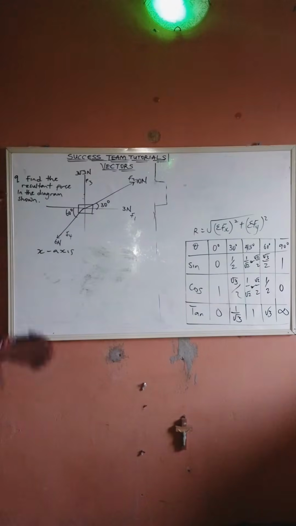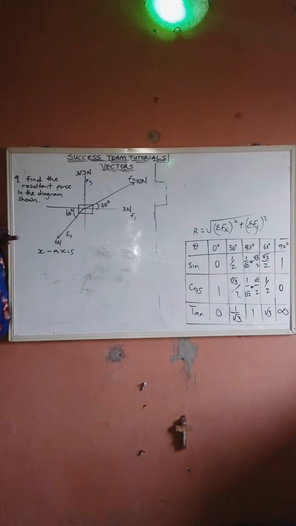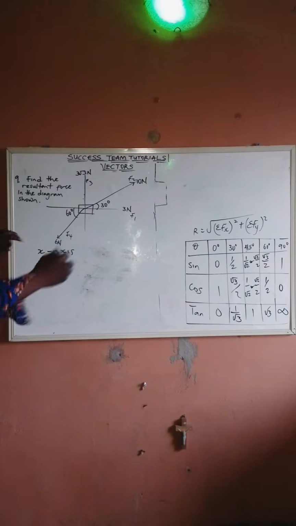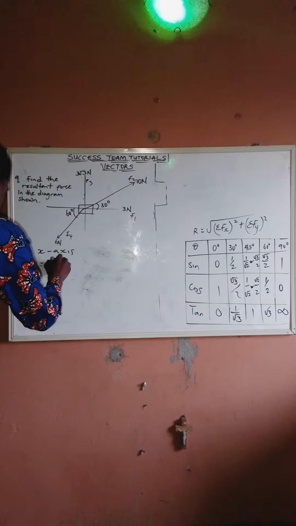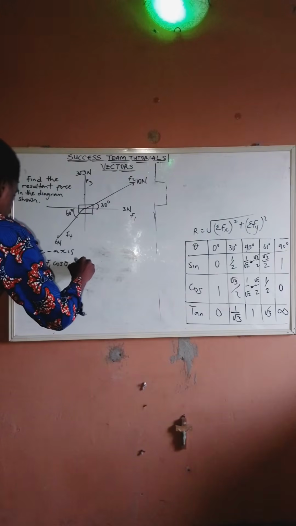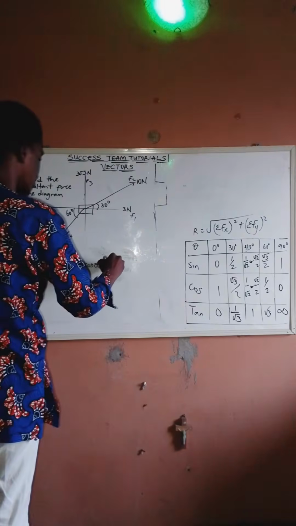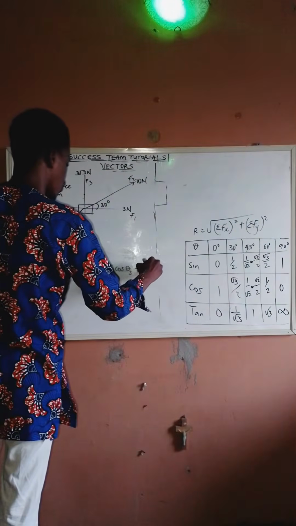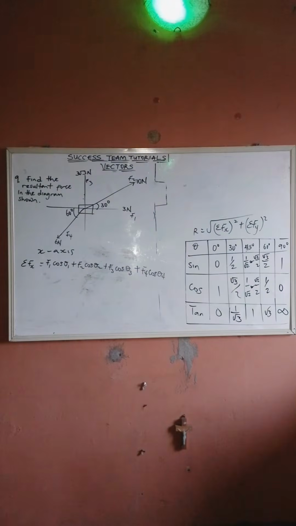So along the x-axis, I've labeled it already: F1, F2, F3, and F4. I know that in the x-axis, everything on this side is positive and everything on this side is negative. So the sum of F of x is going to be equal to F1 cos theta 1 plus F2 cos theta 2, since the x-axis is cos, plus F3 cos theta 3 plus F4 cos theta 4. Right? Exactly. So let's continue.